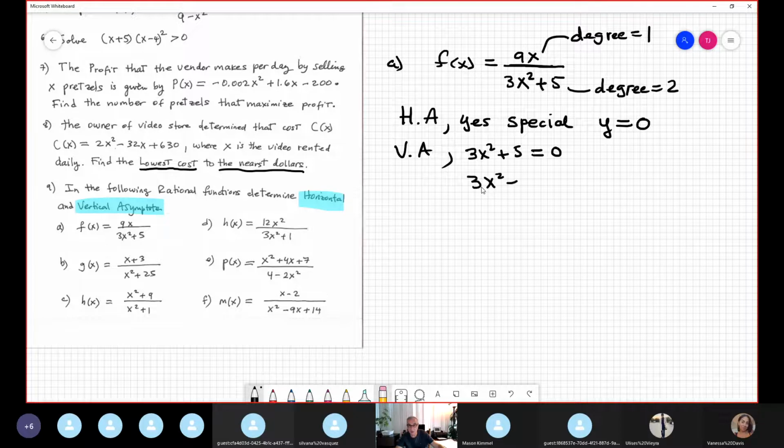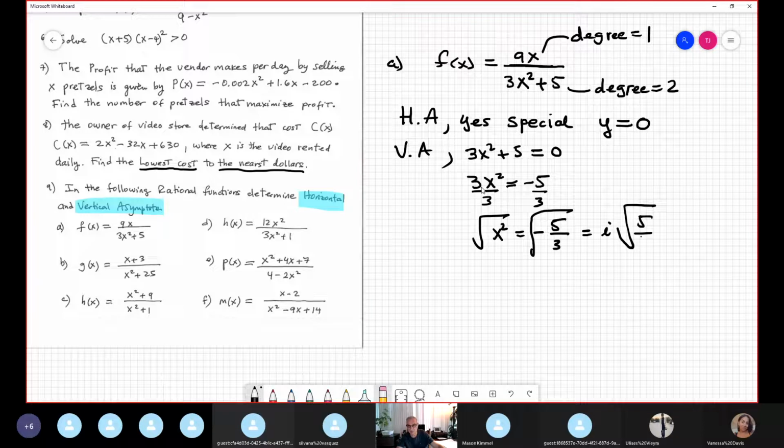You move 5 to the right-hand side: negative 5 divided by 3, why not? So basically, I isolate x squared, and when you compute the square root of both sides, the negative number inside the square root gives i. The square root of 5/3 is imaginary, and when this situation happens, it's because the vertical asymptote does not exist.